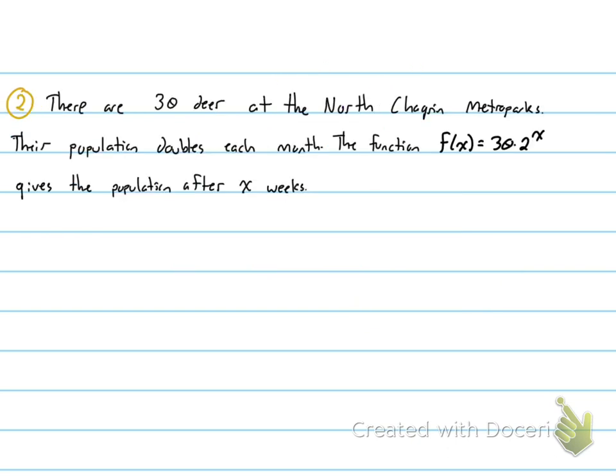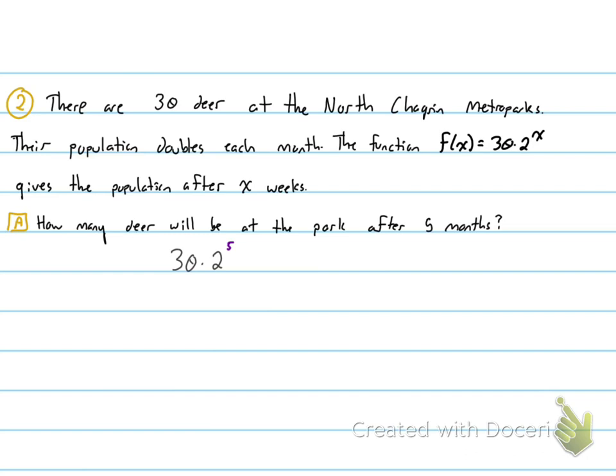In example number 2, there are 30 deer at the North Chagrin Metro Parks. Their population doubles each month. The function f of x equals 30 times 2 to the x gives the population after x months. I want to know how many deer will be at the park after 5 months. So for x, I'm just going to replace with 5. So 30 times 2 to the 5th power.